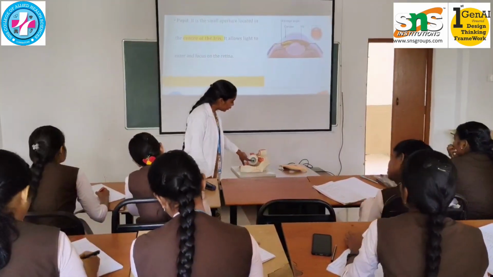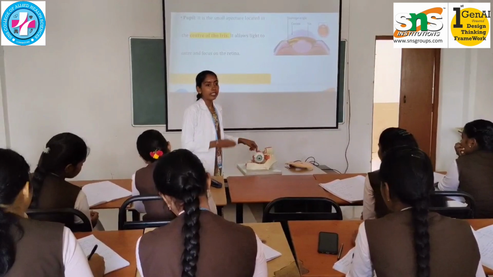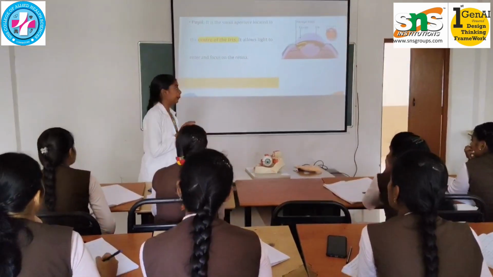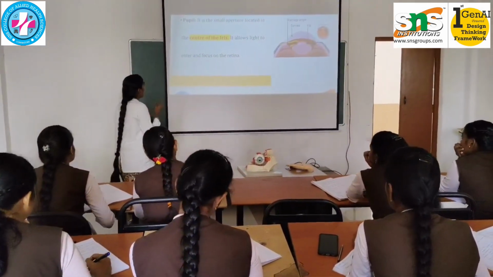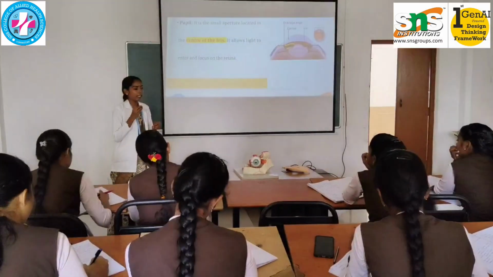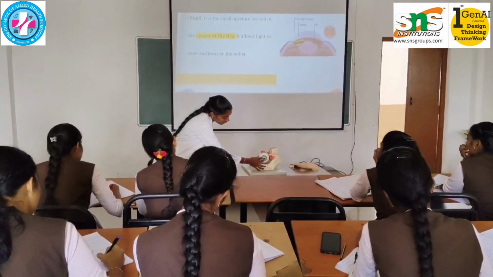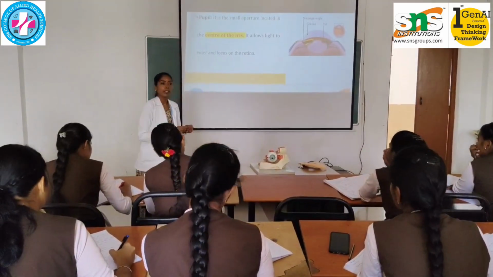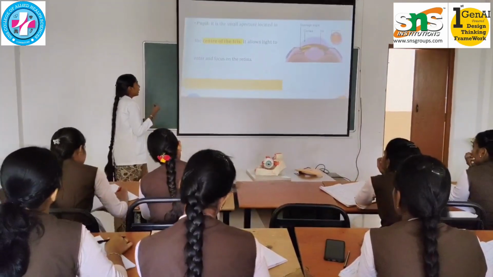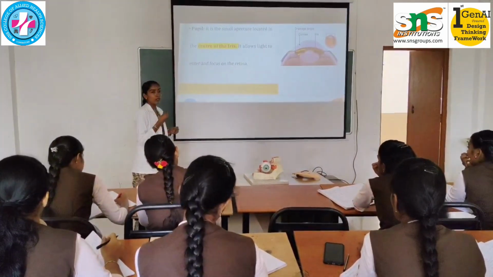The next is conjunctiva. The conjunctiva lines the sclera and is made up of stratified squamous epithelium. It keeps our eye moist and clear and provides lubrication by secreting mucus and tears. The major function of the conjunctiva is to provide lubrication and maintain the moisture in our eyes.